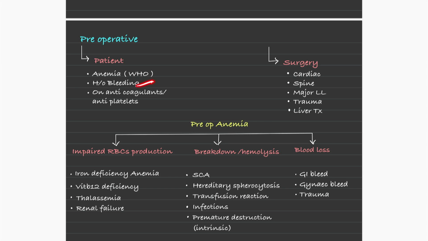History of bleeding, we have to see what type of bleeding is there. Is there any GI bleed? There is history of trauma, there is gynecological bleed, and we have to find the cause and treat accordingly. And if the patient is on anticoagulants and antiplatelets, we have to follow the ASRA guidelines and then stop according to the risk of the surgery or according to the nature of the surgery or patient. If the patient undergoes major surgery, then we have to consider blood conservative measures.